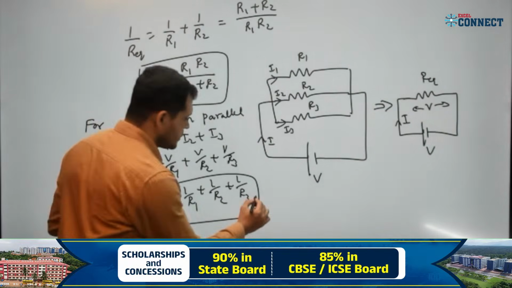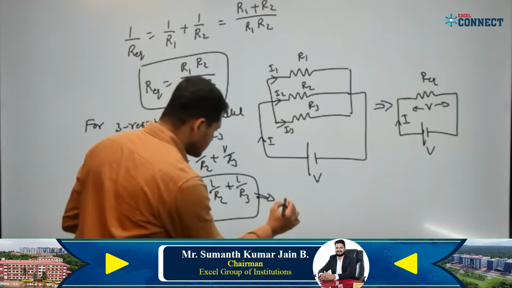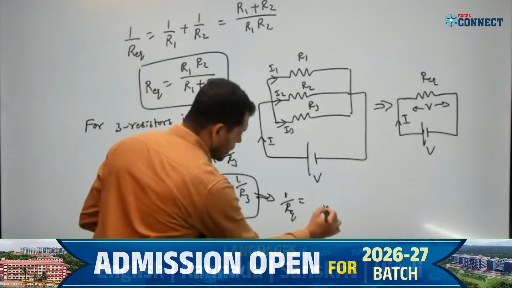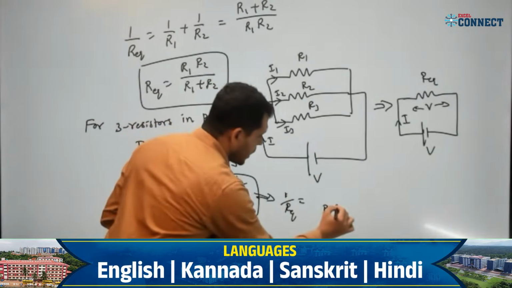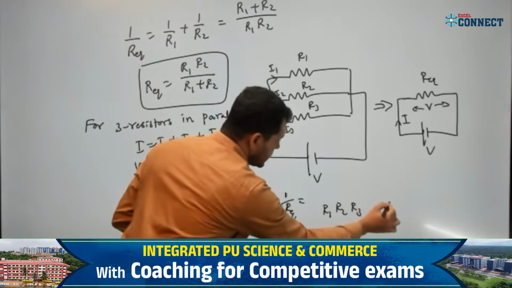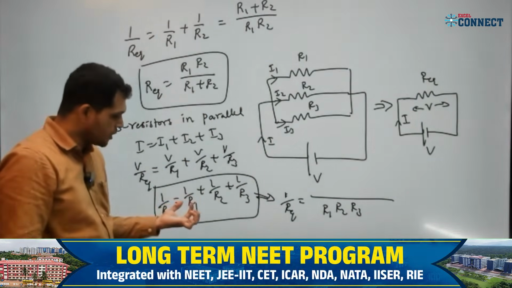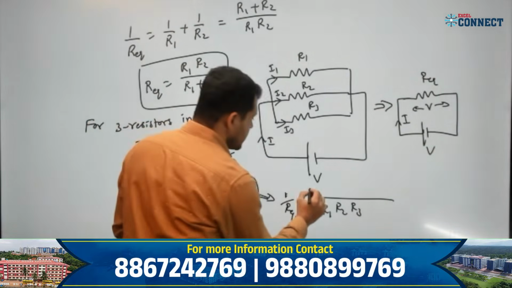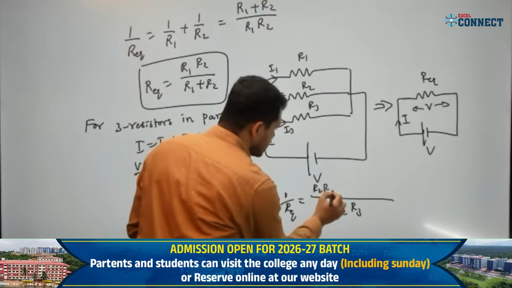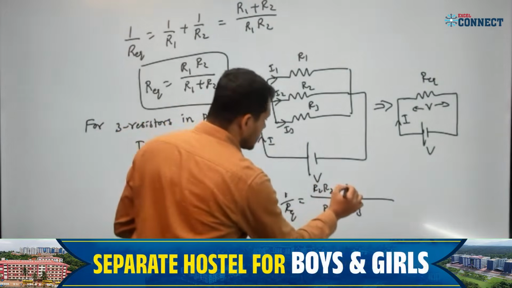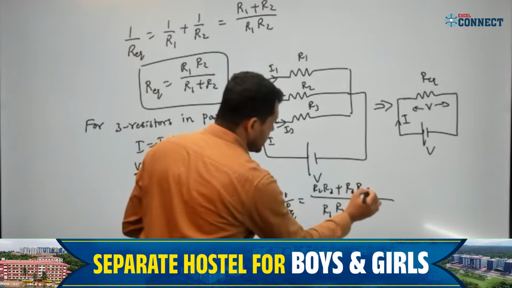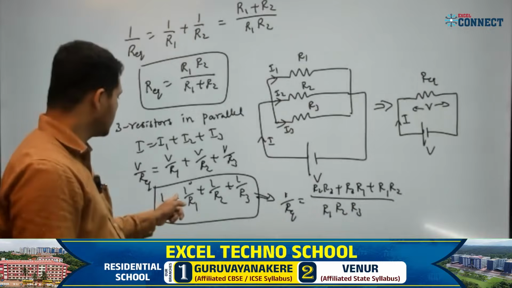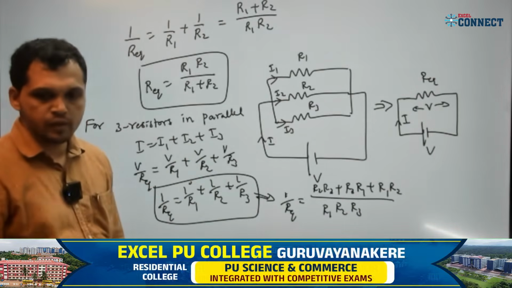Taking LCM, this can be written as 1 by R equivalent is R1, R2, R3 in the denominator. Numerator, what happens? R1 is here, so what do I have to write here? R2 plus R2, R3, that is R2 R3, plus next R3 R1, plus R1 R2. Correct? This is the equation we get.